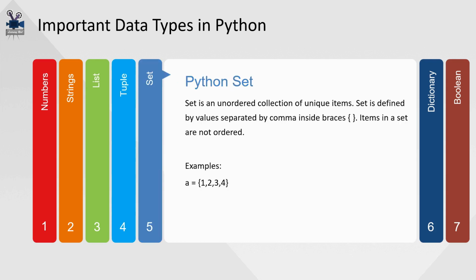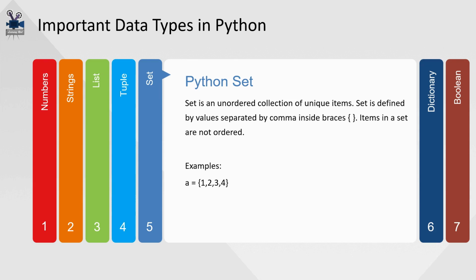Next on the list is Python set. A set is an unordered collection of unique items. A set is defined by values separated by commas inside curly braces. Items in a set are not ordered. Example, you can see in curly braces, 1, 2, 3, and 4 with comma separation. You can perform set operations like union and intersection on two sets. Sets have unique values, they eliminate duplicates, right?